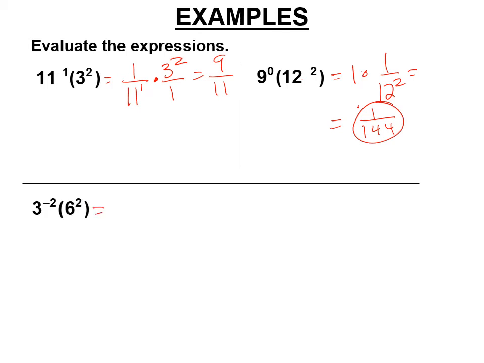3 to the negative second power is 1 over 3 squared times 6 squared. That's what this is. Right? The 6 squared stays where it is because it doesn't have a negative exponent. The 3 squared flips down. So we get 6 squared, 36. 3 squared is 9. We have a little more work to do here because 36 divided by 9 is 4.